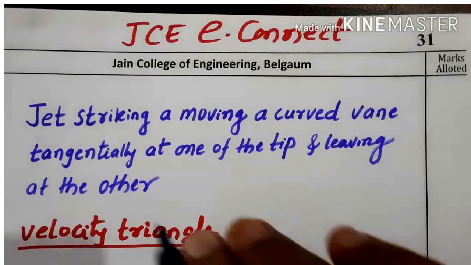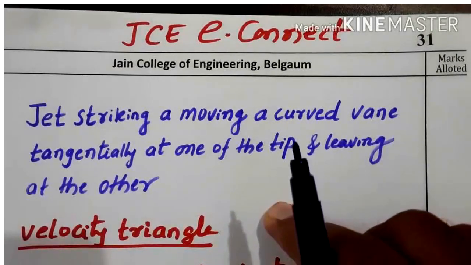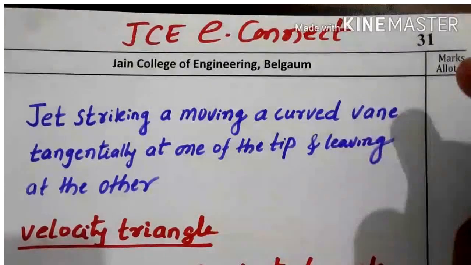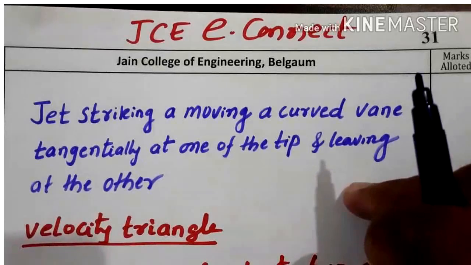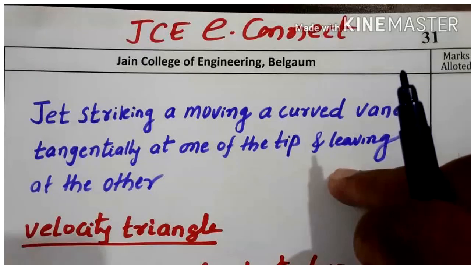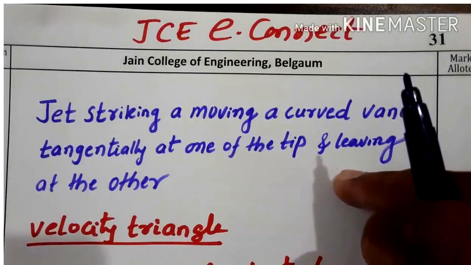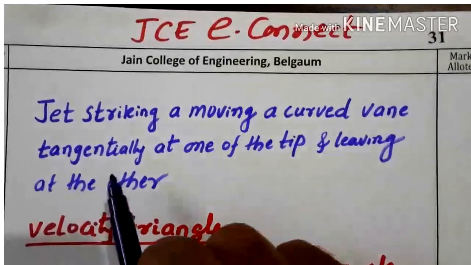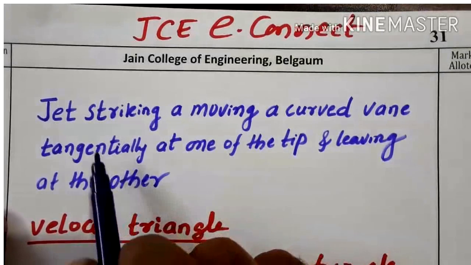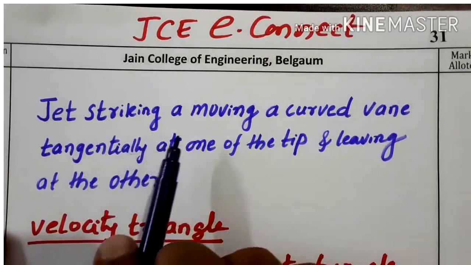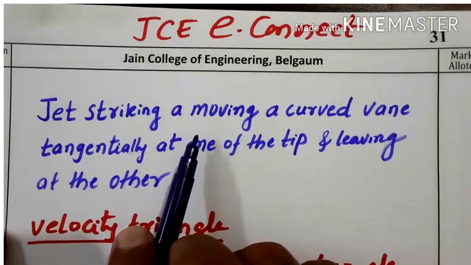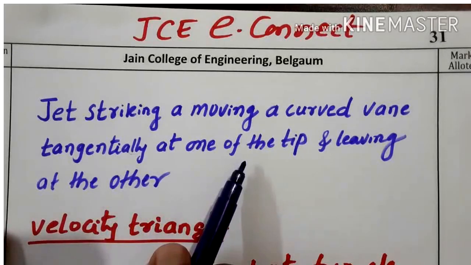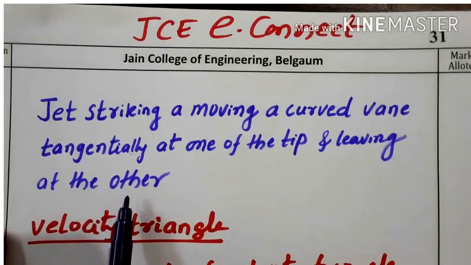In the previous lecture we solved some examples on curved vanes, considering stationary as well as moving cases. In this lecture I'll be taking one more typical case, that is a jet striking a moving curved vane tangentially at one of the tips and leaving at the other.